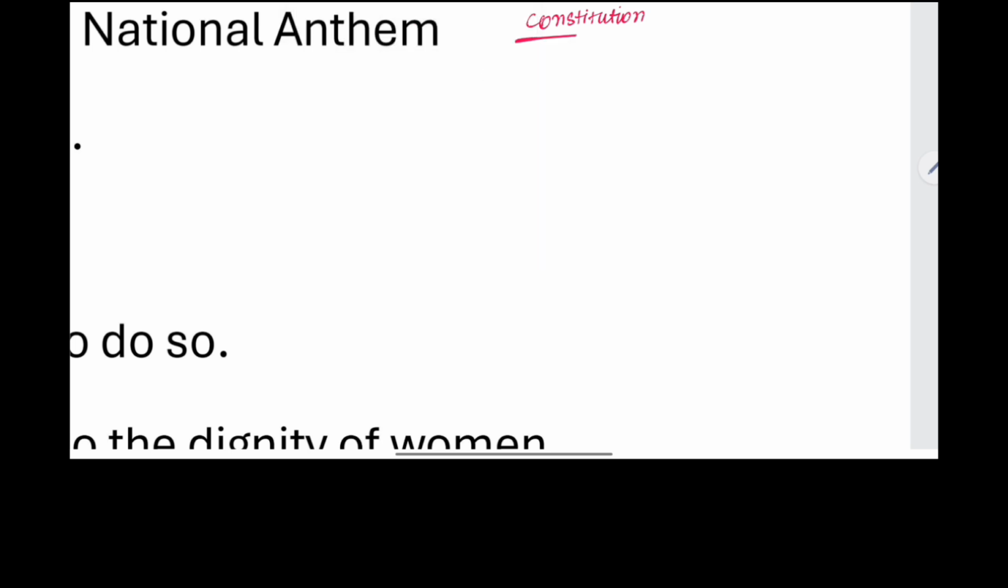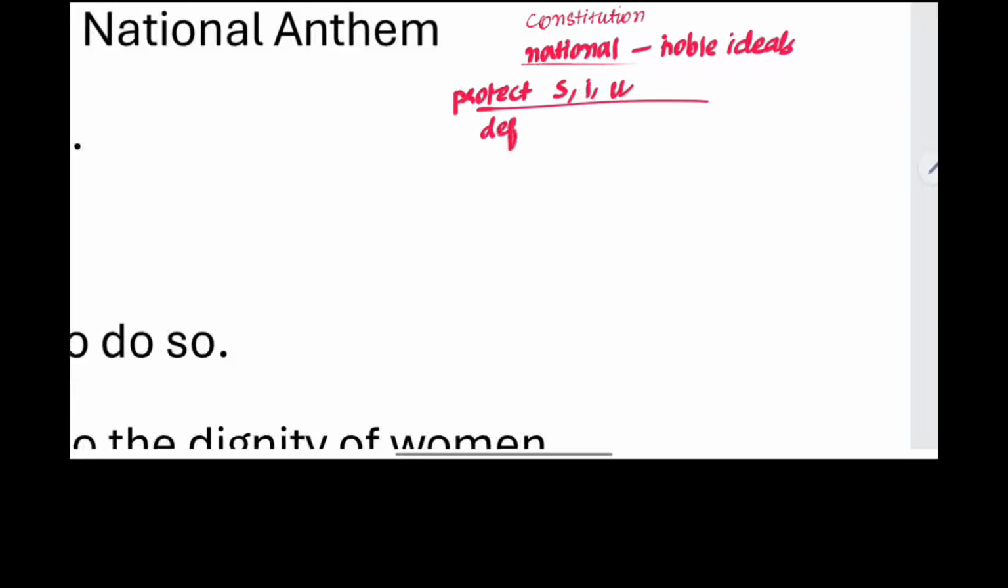The second one, once we are following the constitution, national struggle for freedom. We have noble ideals. We got freedom. We need to protect the sovereignty, integrity, and unity of the individuals. For that, we need to defend the country and to render the national services. That's it. These four are one pair.